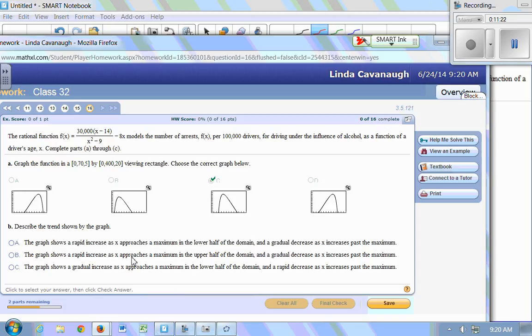So a rapid increase as x approaches a maximum in the lower half of the domain, and then a gradual decrease as x increases past the maximum. I think that's the one. From 15, it increases fast. 20, 25. So it looks like the maximum happens at about 25. Those are the people who have the highest incidence of DUI arrests. And then it gradually decreases.